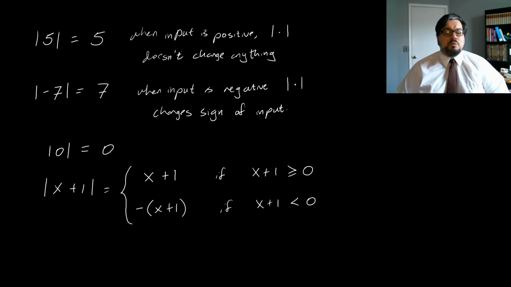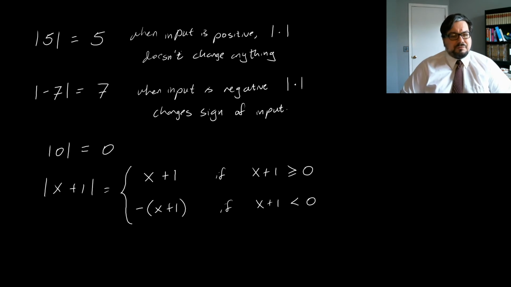So when we're working with absolute values of expressions involving variables, then we've got two different possibilities that can come about there, depending on whether the input to the absolute value was positive or negative. And we're going to use that in a second when we talk about solving equations involving absolute value.